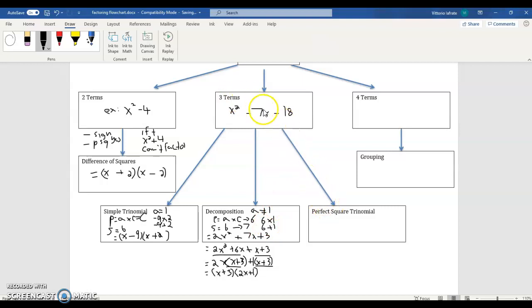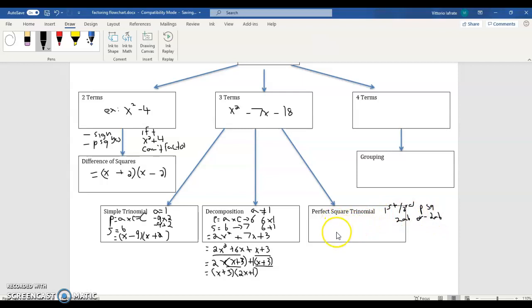Sometimes you might have 3 terms, and you'll get lucky and you'll have a perfect square trinomial. So remember that your first and third terms need to be perfect squares, so PSQs. And your middle term needs to be either 2AB or negative 2AB, depending on the sign that you have in your trinomial.